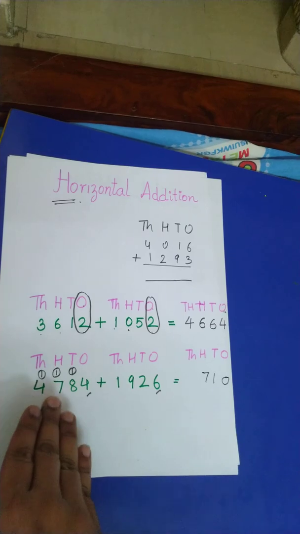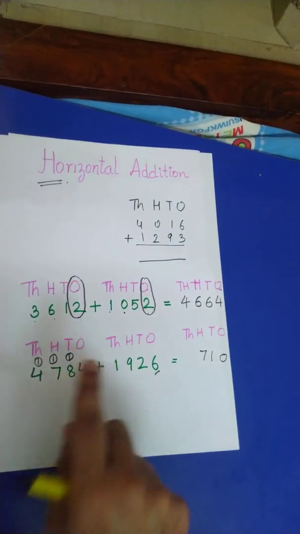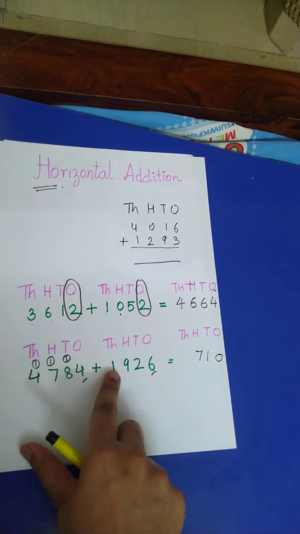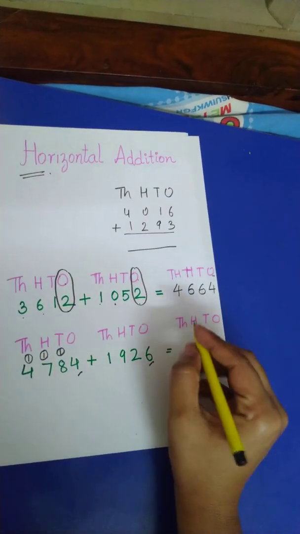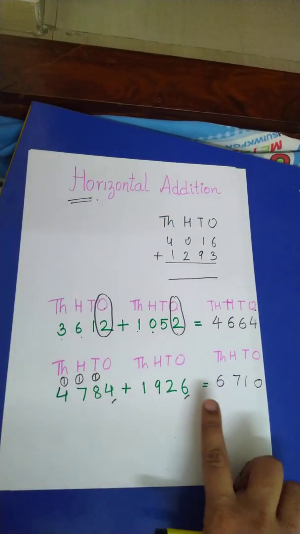I am going a bit fast on addition since you know how to add. I just want you to make clear the process of horizontal addition. So 4 plus 1, 5. 5 plus 1 is 6. So I get the answer over here like this.